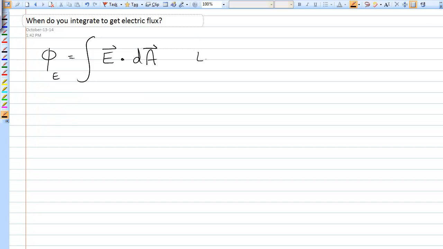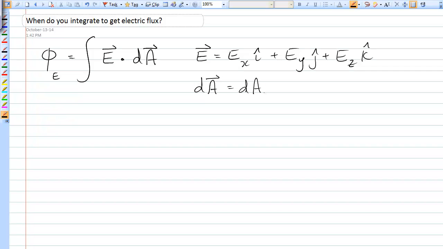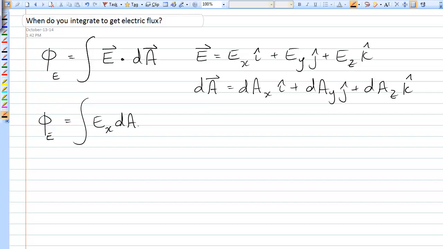Now, in general, any vector can be written in terms of components. So let's write the electric field as Ex i hat plus Ey j hat plus Ez k hat. And similarly, we can write the area element vector as an x component, a y component, and a z component. Now, when we dot those two vectors, we get a scalar integral, and it would simply be the sum of the x components, the y components, and the z components.